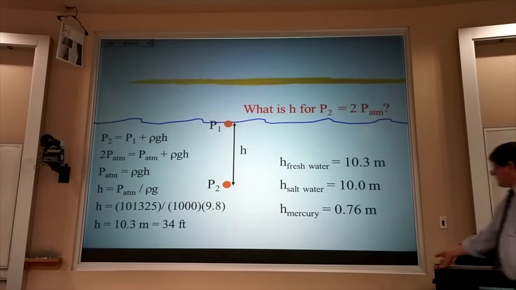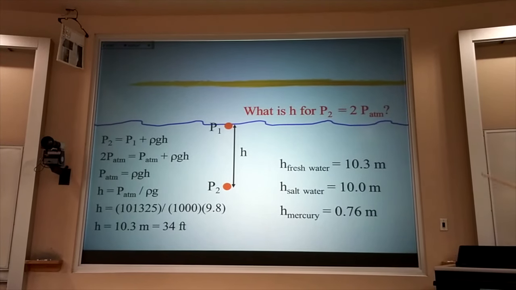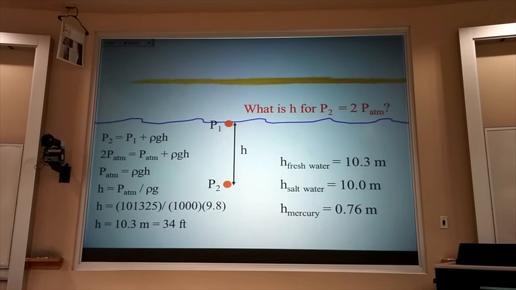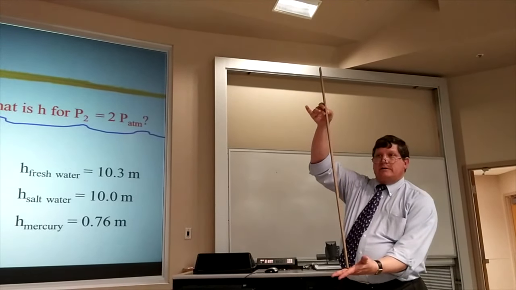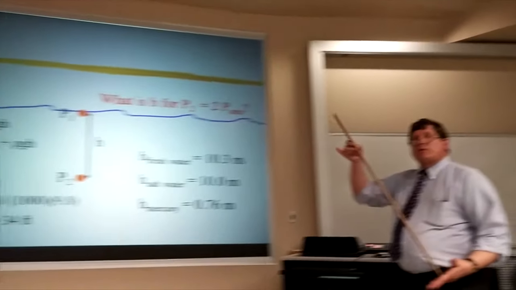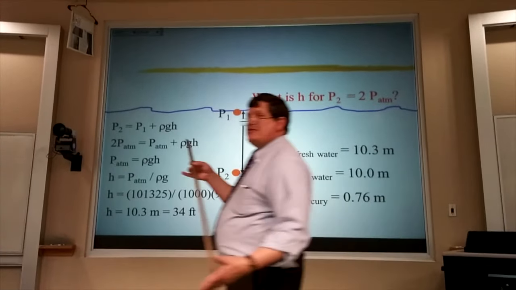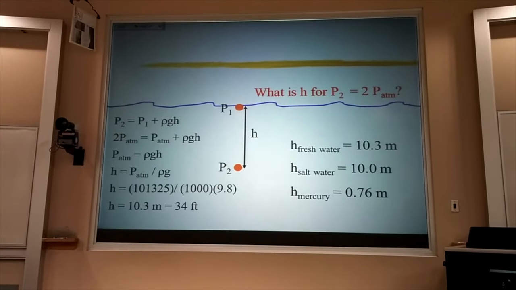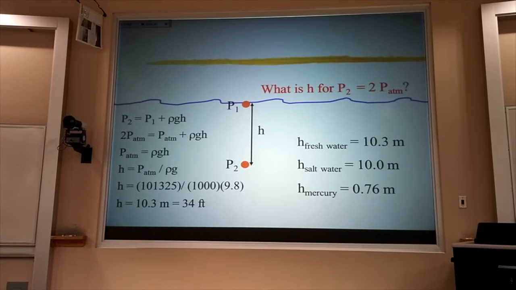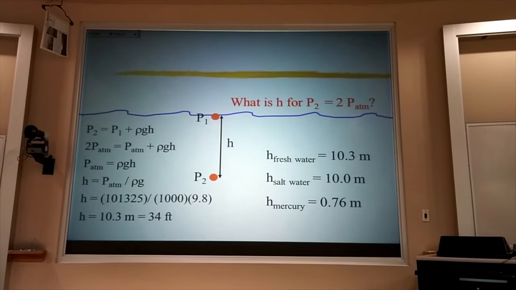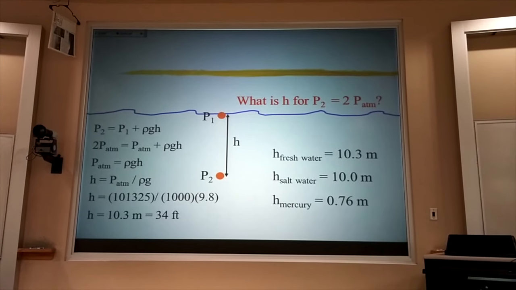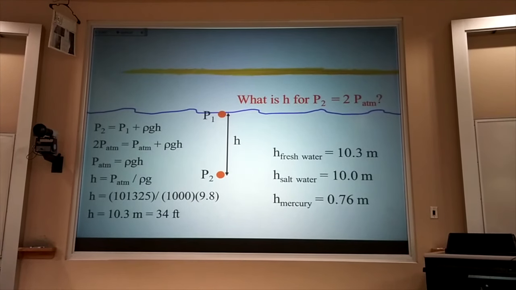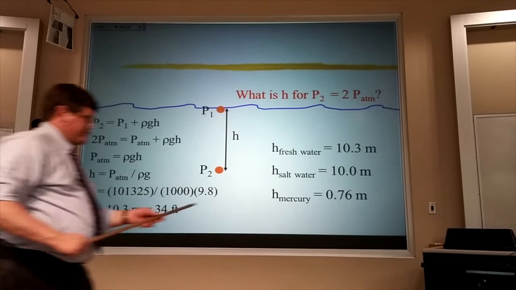Now, that's less than 1 meter. That's that deep. That's all you'd have to go, is that deep to double the pressure. And that's because liquid mercury has a density that's 13.6 times that of water. And so you have to go a depth that's 13.6 times shallower than you would have to go in water to double your pressure.